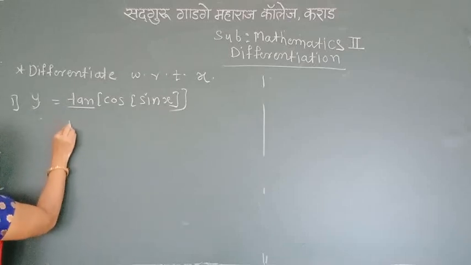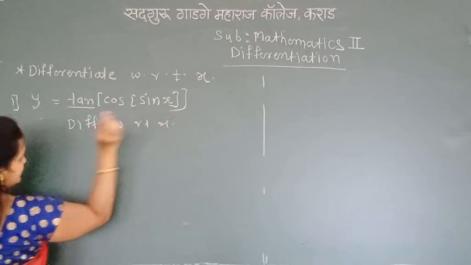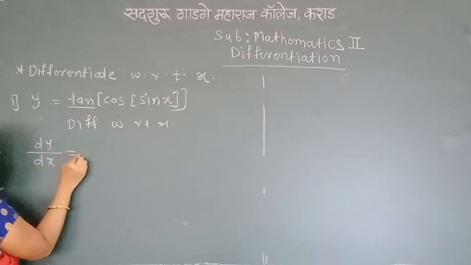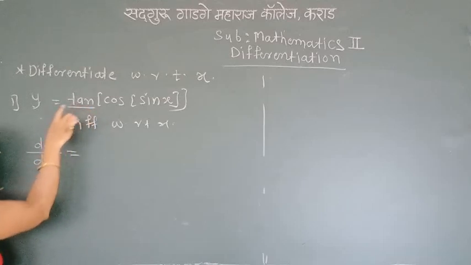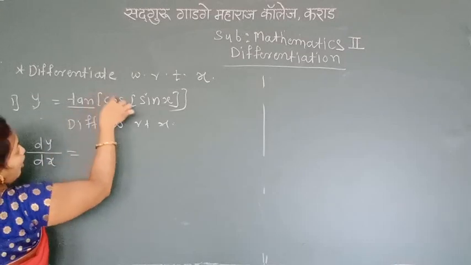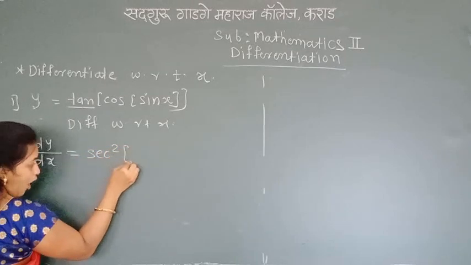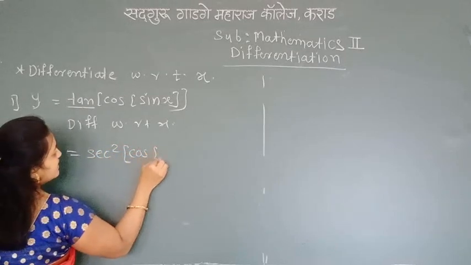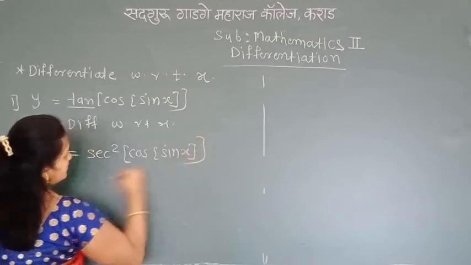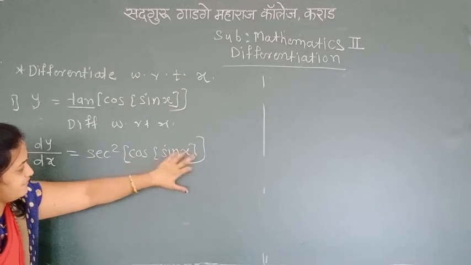So here we will write: differentiate with respect to x. So dy by dx, we know the standard function here is tan. What is the derivative of tan x? It is sec square x. So the derivative of tan of cos of sin x is sec square of cos of sin x.